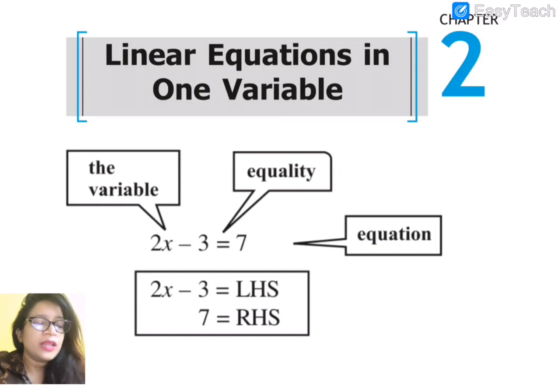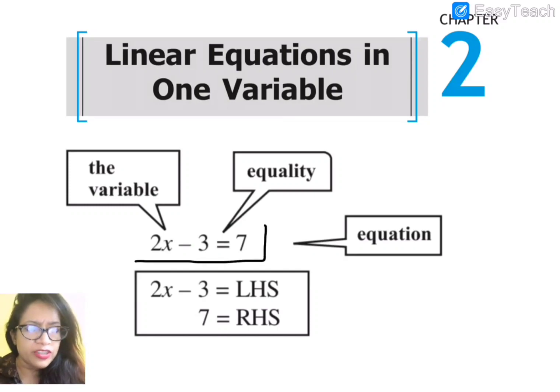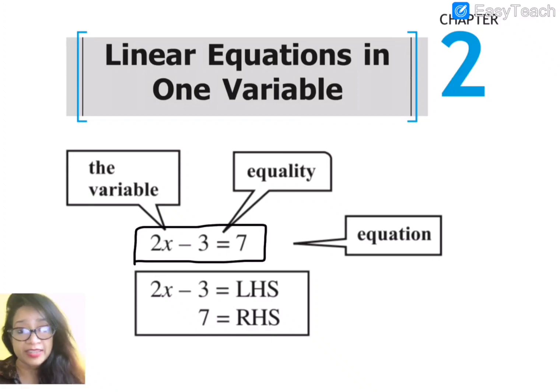This example which is written over here is a perfect example of a linear equation, because here it is written 2x minus 3 is equal to 7. That means the power of x is 1. So, if this is a linear equation, then can you give an example of a non-linear equation?